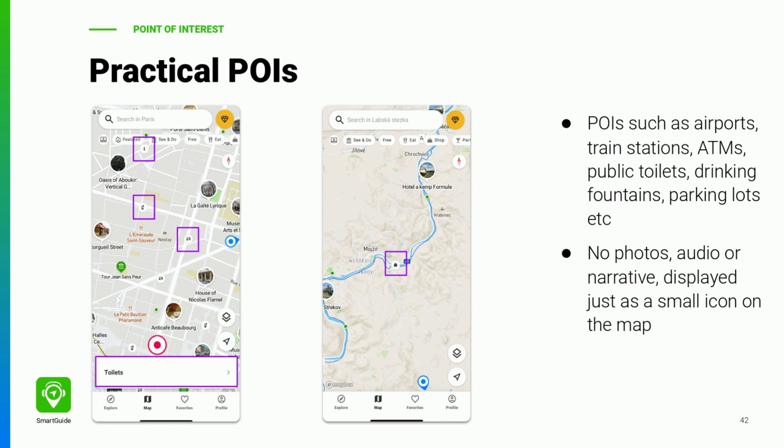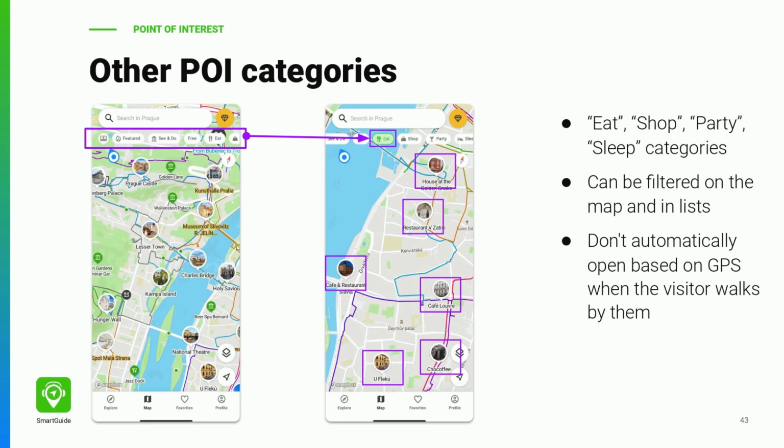SmartGuide also supports practical POIs, such as airports, train stations, ATMs, public toilets, drinking fountains, parking lots, etc. Unlike traditional POIs, practical POIs do not need to have photos, instead they are displayed just as a small icon on the map. So far we talked mostly about POIs that fall in the see and do category. SmartGuide also supports eat, shop, party, sleep POI categories that have a different icon on the map, can be filtered on the map and in lists.